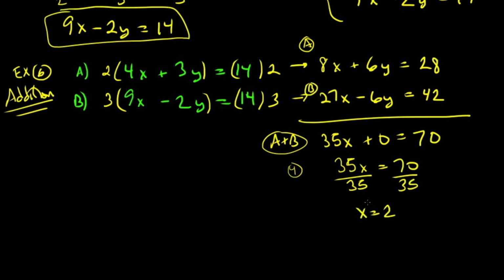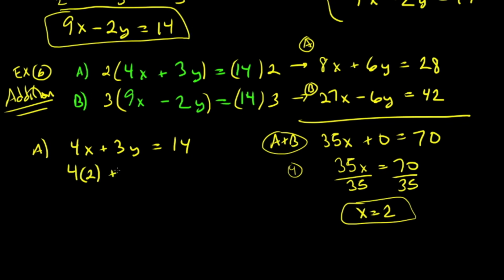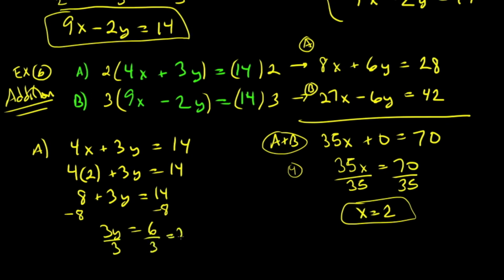Okay, so nice number there. But we're not done. We still have to find y. And the easiest way to find y is, well, take either equation. I'll take the first equation, equation A, and replace x with 2. Okay, so 4 times 2 is 8. 8 plus 3y is 14. Subtract 8 from both sides, and we get 3y is equal to 6. Divide by 3, and we get that y equals 2.